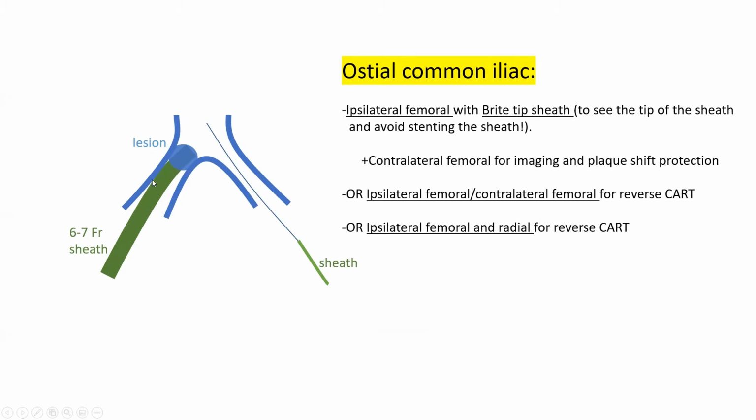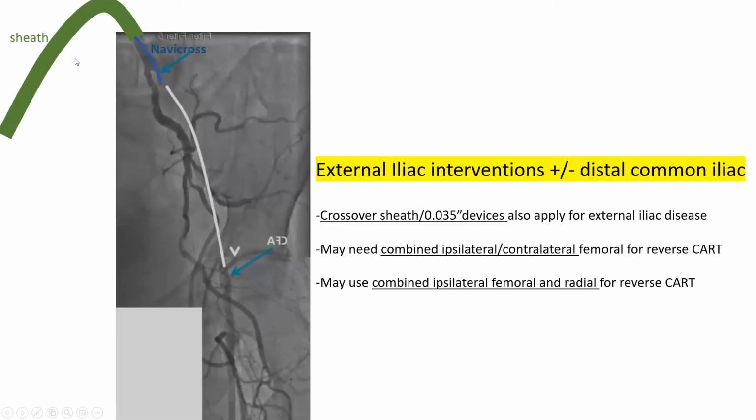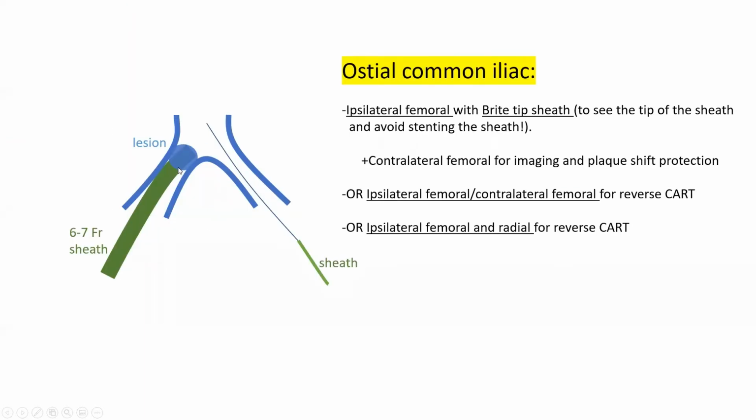However, in difficult common iliac arteries, ostial common iliac that's occluded, ipsilateral access is often not enough, because when you try to cross, your wire goes subintimally into the aorta. So in those cases, you need contralateral access, not just for guidance and protection, but also for crossing to do antegrade-retrograde recanalization. So ipsilateral and contralateral for reverse CART, and sometimes you may use ipsilateral and radial, like we talked about in the external iliac artery. Here you may do contralateral and ipsilateral, or you may do ipsilateral and radial if needed. Same thing here. You may need to do ipsilateral and radial, or ipsilateral and contralateral in complex cases if you're not able to cross it ipsilaterally.